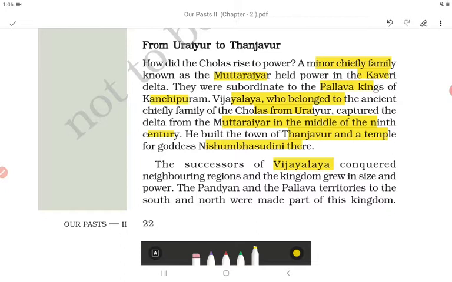The successors of Vijayalaya conquered neighboring regions and the kingdom grew in size and power. The Pandyas and the Pallava territories to the south and north were made part of this kingdom.